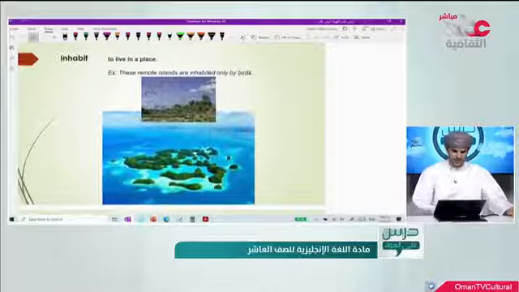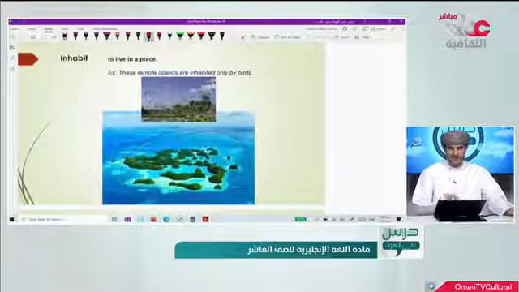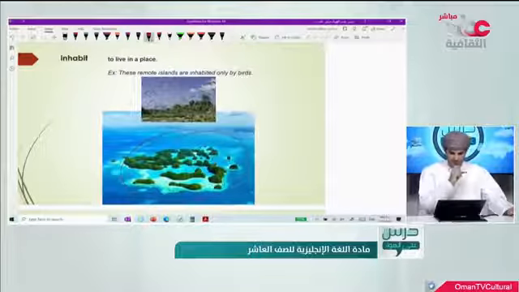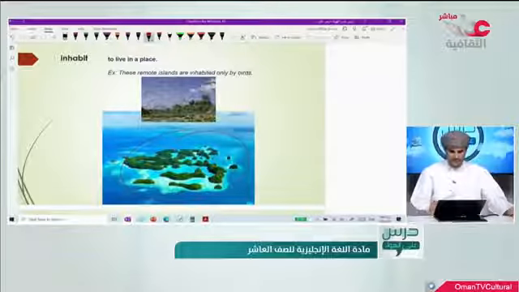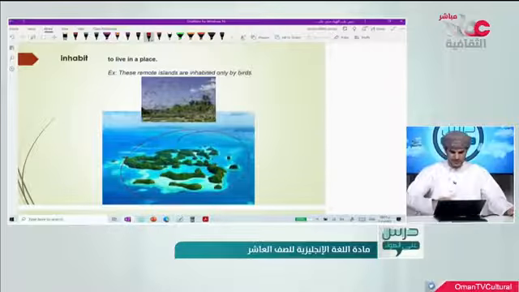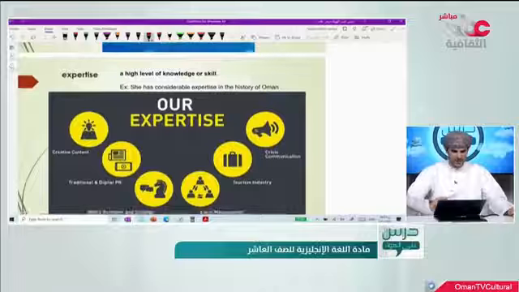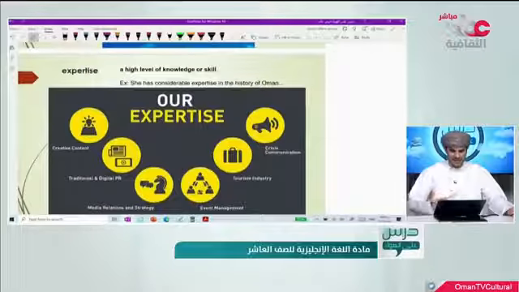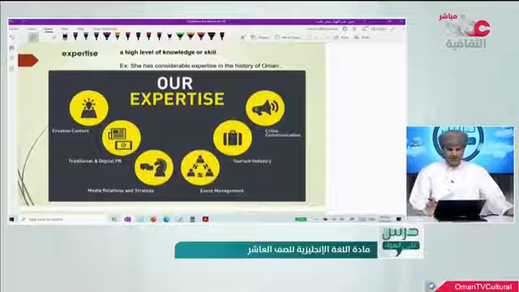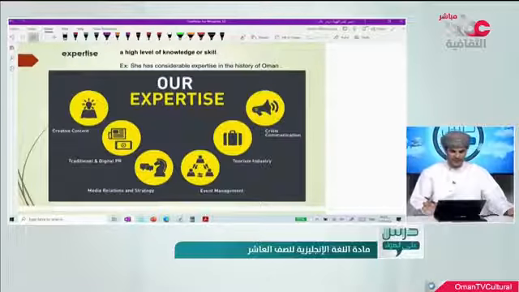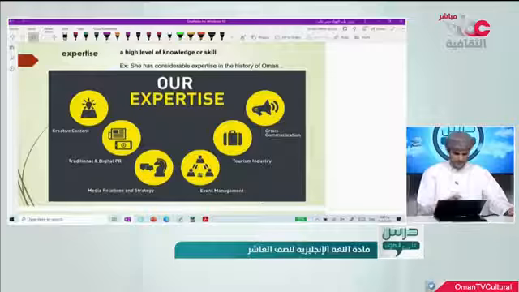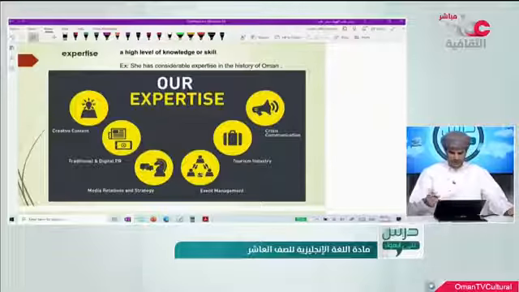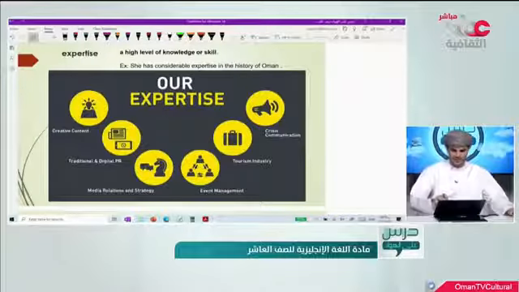Look here. These islands are uninhabited. These remote islands are inhabited by birds, but not by people. So what's inhabit? Expertise, a high level of knowledge or skill. She has considerable expertise in the history of Oman. What's expertise? Creative content, digital, media relations, event management, tourism industry, and crisis communication. These are what types of expertise.